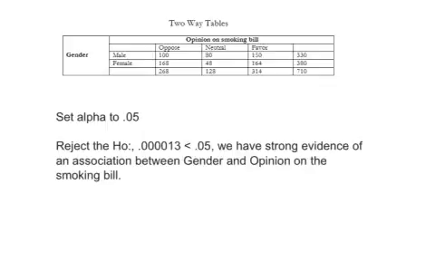And last, we set our alpha level to 0.05 because we always do. You could set it to whatever you want. We're going to reject our null hypothesis. 0.00013 is less than 0.05. Next, we have to get our context in there. We have strong evidence of an association. And then we have to talk about the question. So between gender and opinion on the smoking bill, and that is a chi-square test for independence.